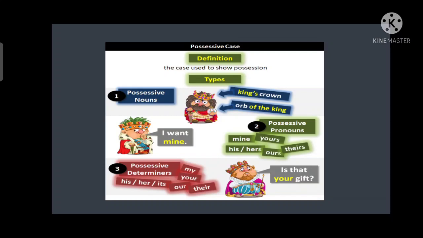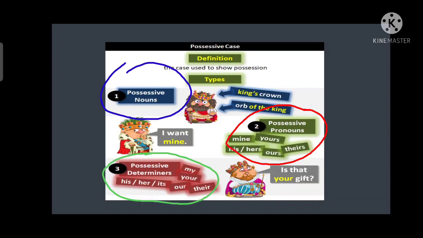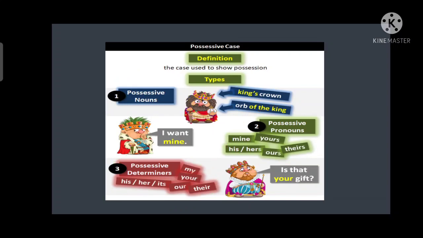You can see in possessive noun, king's crown. Here king is a noun, and apostrophe s is given. It means the crown belongs to the king. Now next, possessive pronouns: mine, yours, theirs, his, hers, ours. These are your possessive pronouns. I want mine. Mine is the possessive of I.